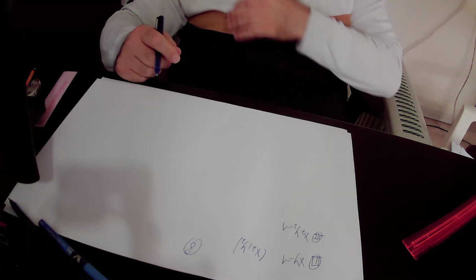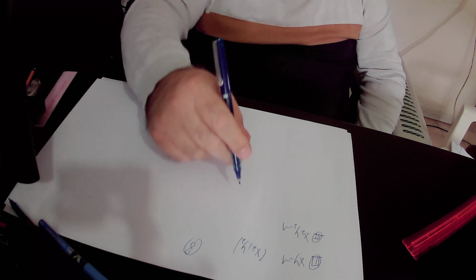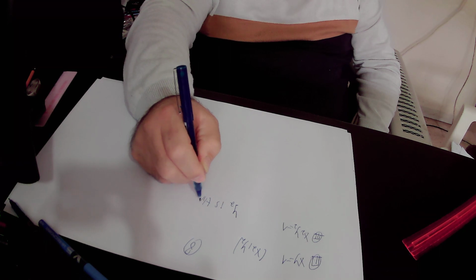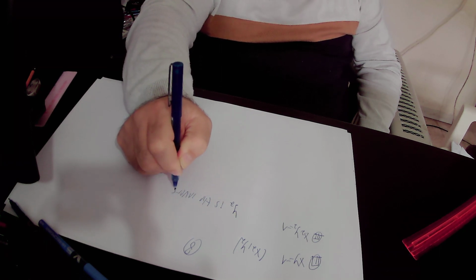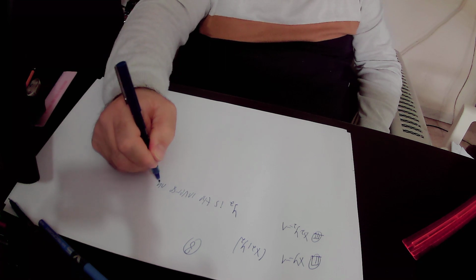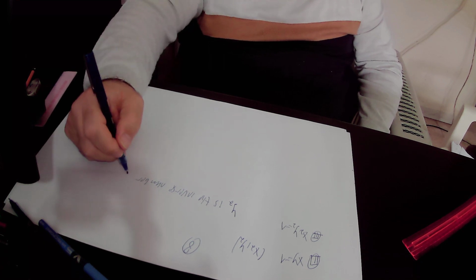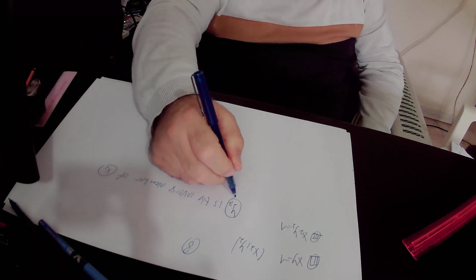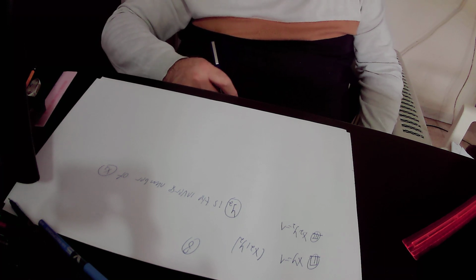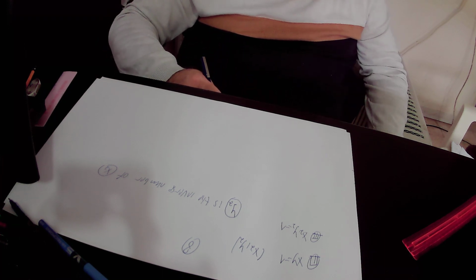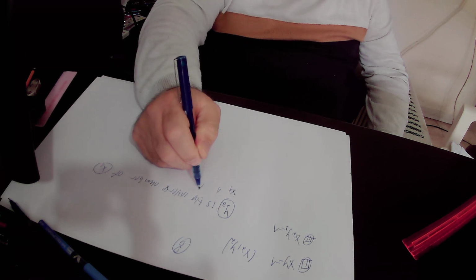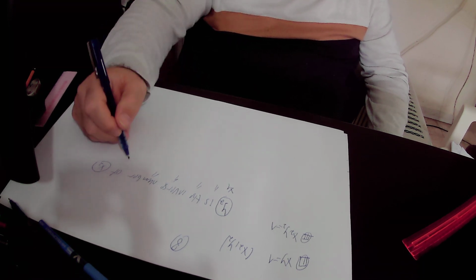What does this equation mean? It means that y2 is the inverse number of x2. Okay, y2 is the inverse number of x2, but we have already found out that x1 is the inverse number of x2.